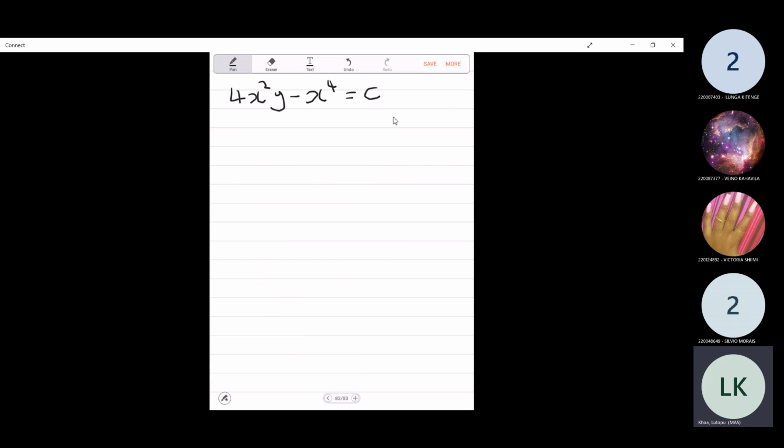And number 2. We have dy dx minus 1 over x y. This is equal to ln of x. So this one here is already in the form that we like. So we just identify our p, which is negative 1 over x.